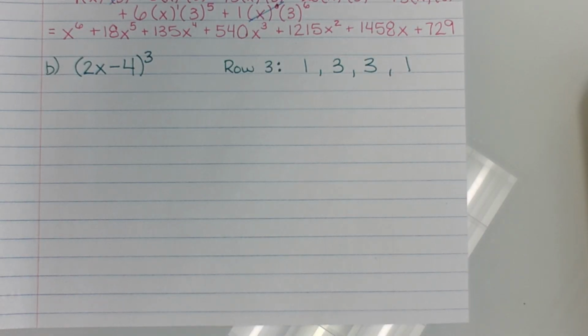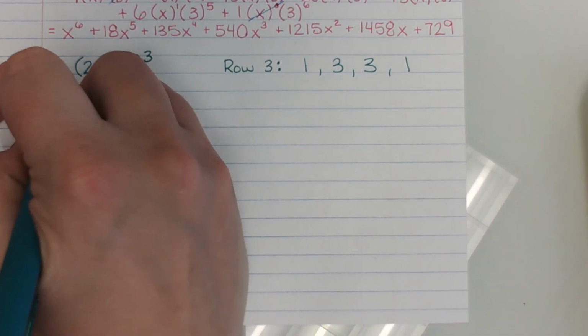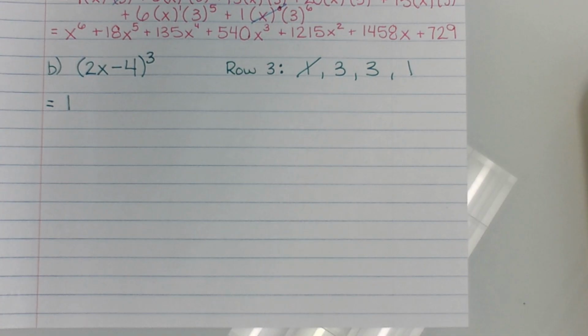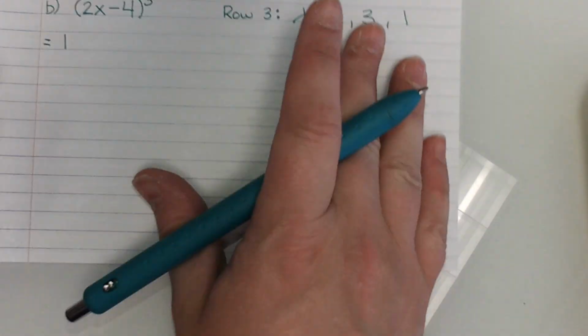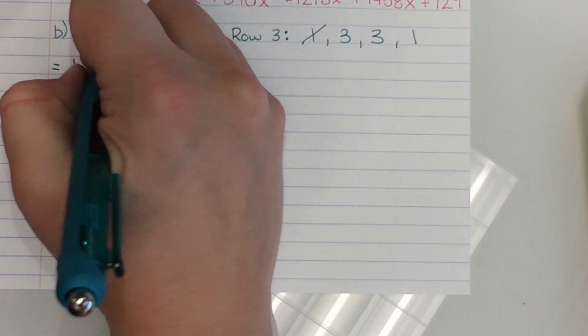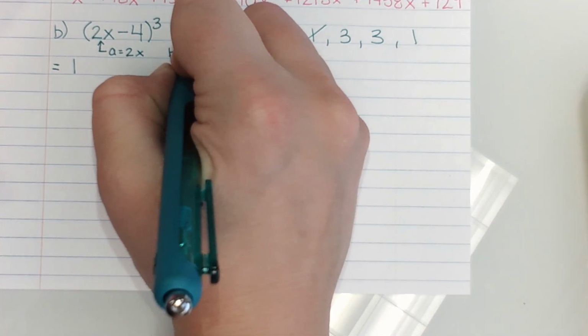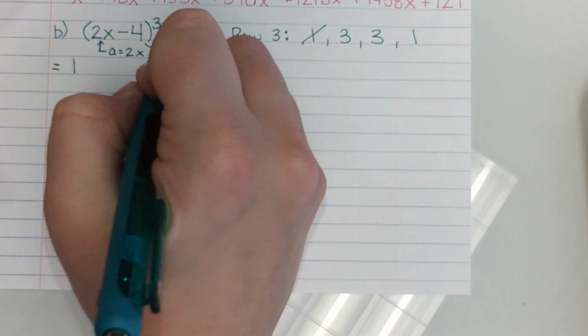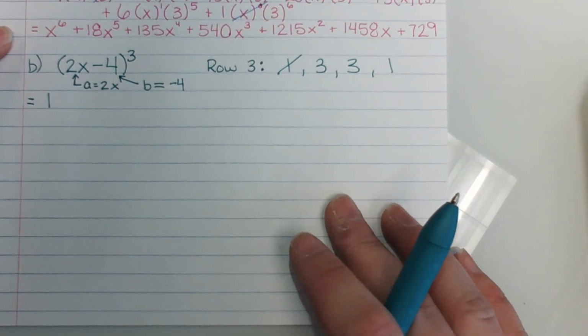Now, as I do this, Pascal's number goes first. 1. When you are doing the A and the B, when you are putting things to the powers, you got to make sure that you put the entirety of A and the entirety of B to that power. Because the original structure is A plus B. That means the A in this situation is the 2x. And the B in this situation is -4. So be careful with that.